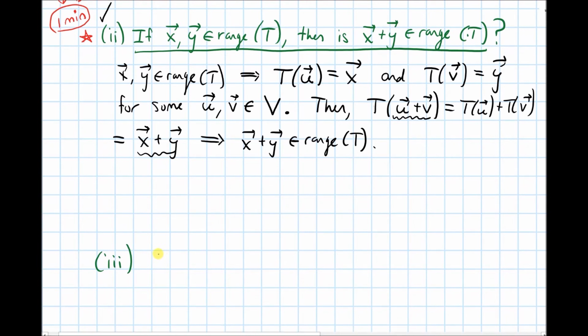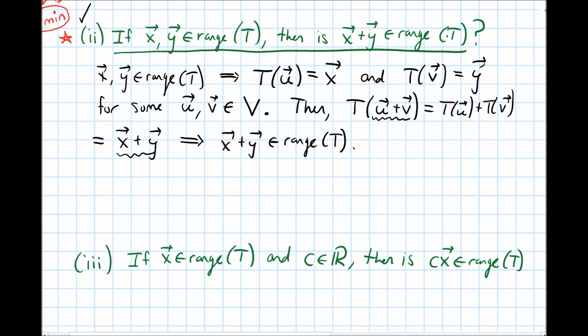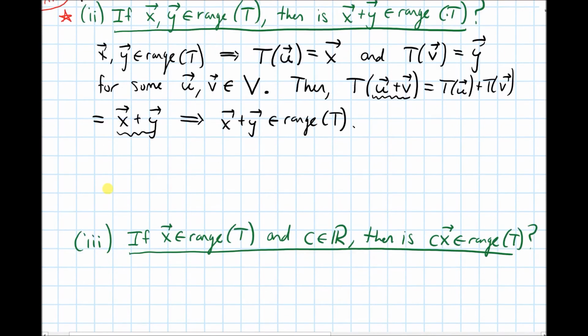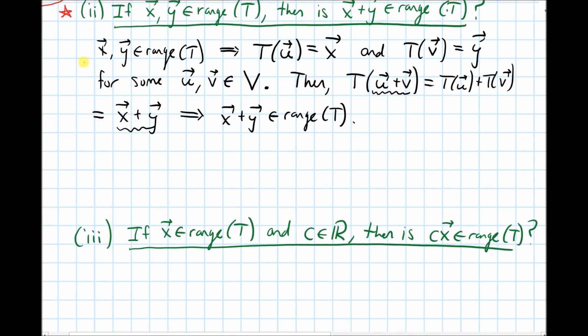Okay, so what would that look like? We would say if we have some element in our set, so if x is in the range of T, that's our set, and c is any scalar, if c is just an arbitrary real number, the question I have to ask myself is, well then, is c times x also in the range of T? Is that going to be true? So the proof of this is going to be very similar to what we did in part 2.